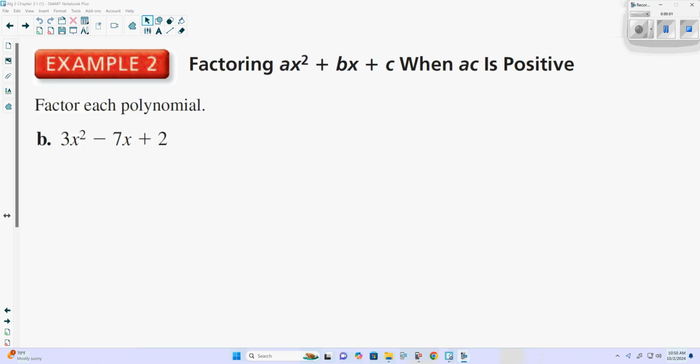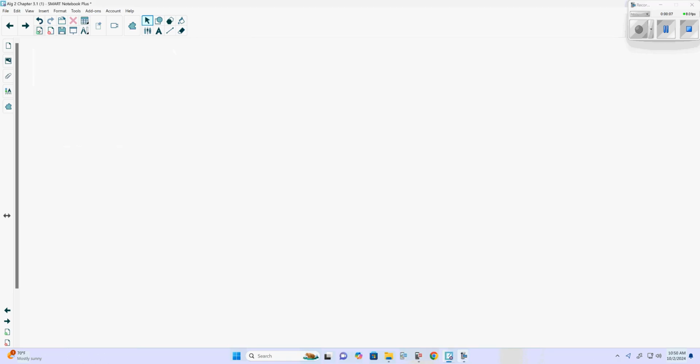Here. This is the last one we finished up with, and we're going to keep doing these here. Get something to write with. So our steps. The first step when factoring is to find the greatest common factor.